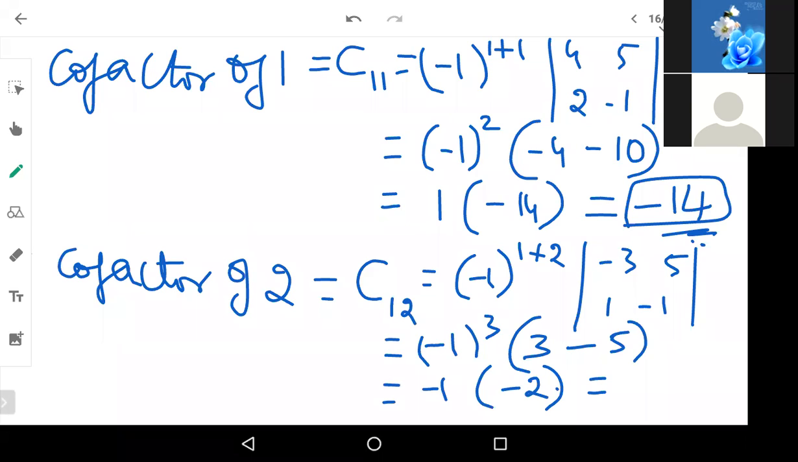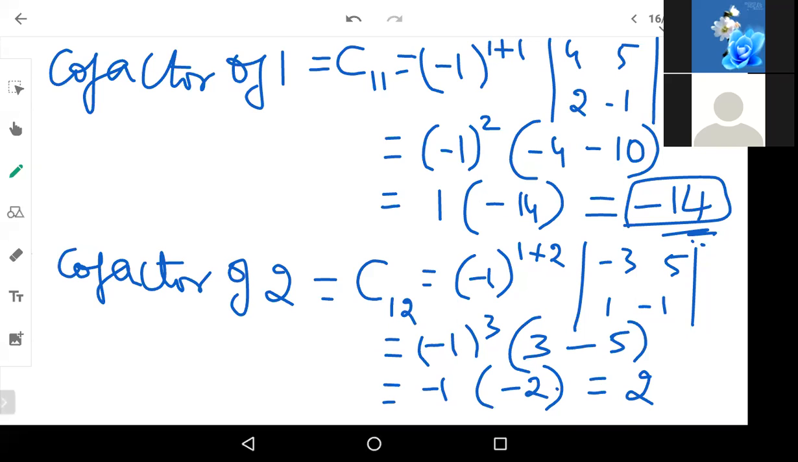Spurti, minus into minus is plus, right? So it will be plus 2. It won't be minus 2. It will be plus 2.